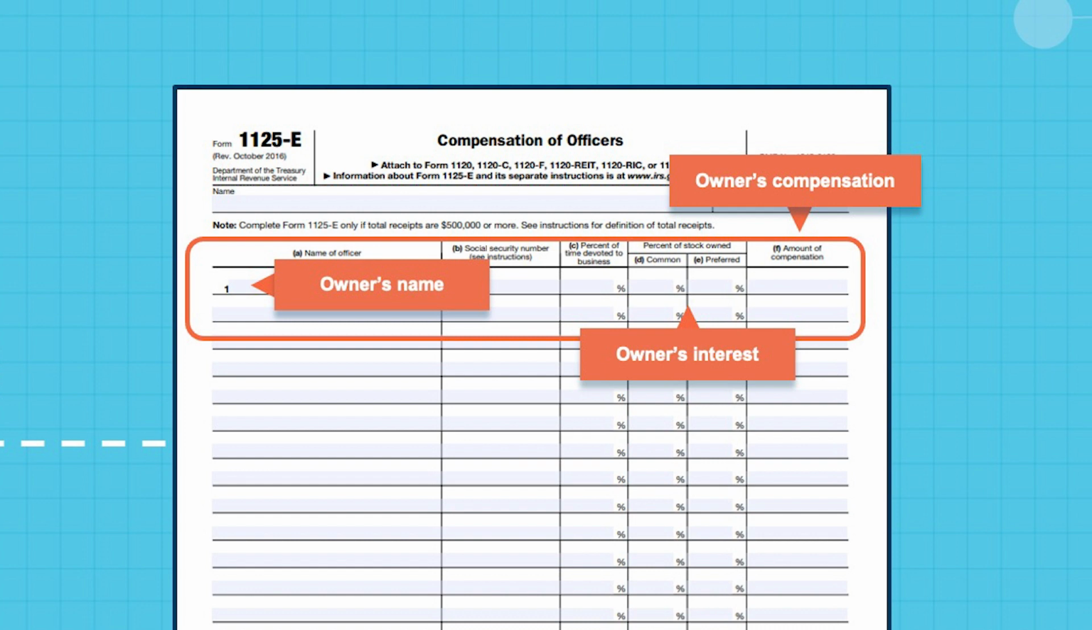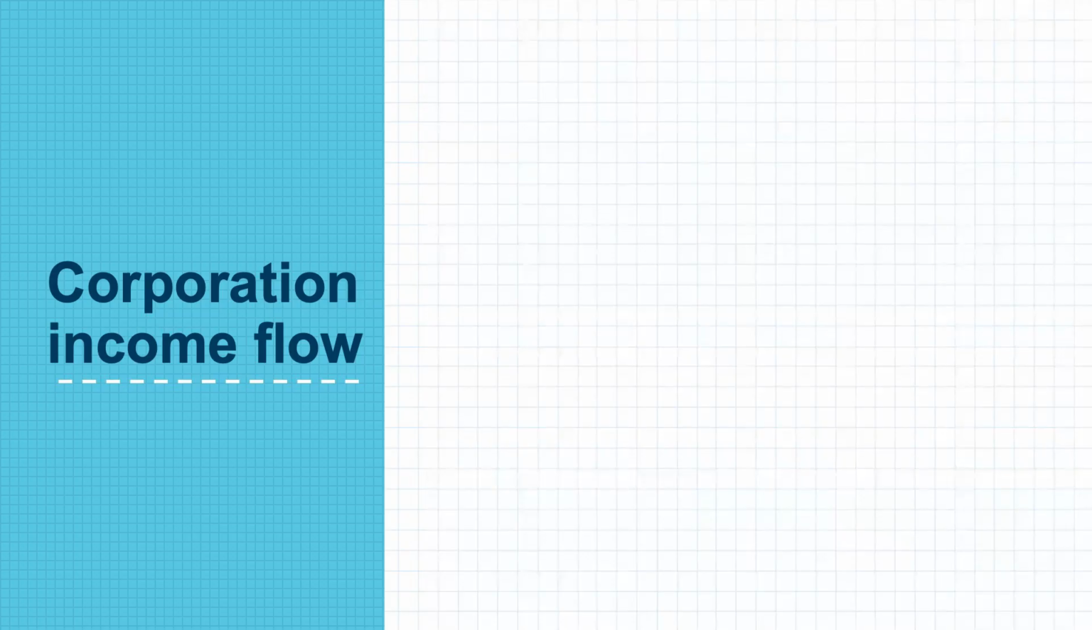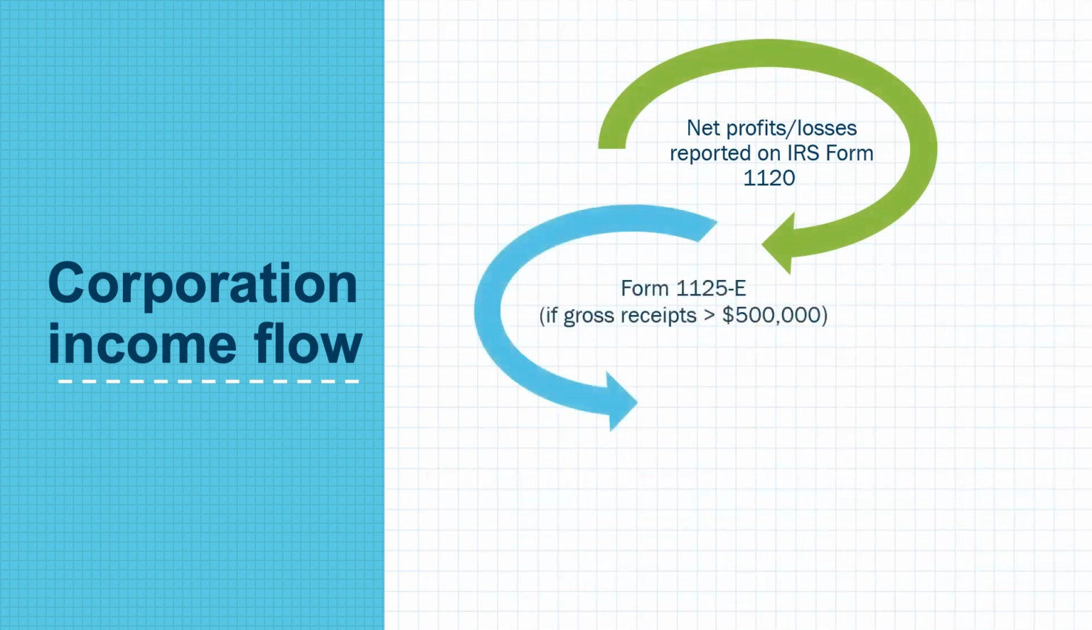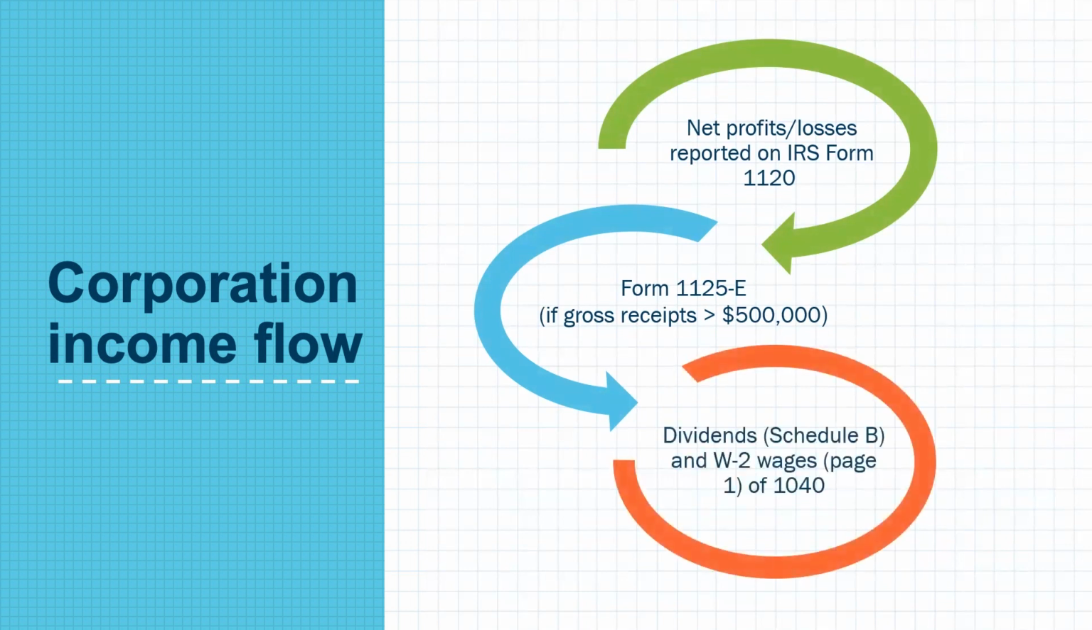Turning to how the income flows through the corporation tax forms. Again, this is very different than the other entities. The net profit or loss is reported on IRS Form 1120. The owner's compensation may be reported on Form 1125-E. The individual's earnings will be reported either as dividends on Schedule B or as W-2 wages on page 1 of the 1040.